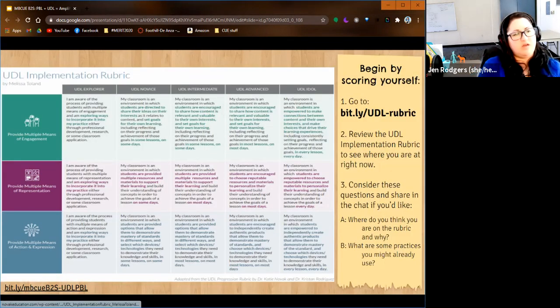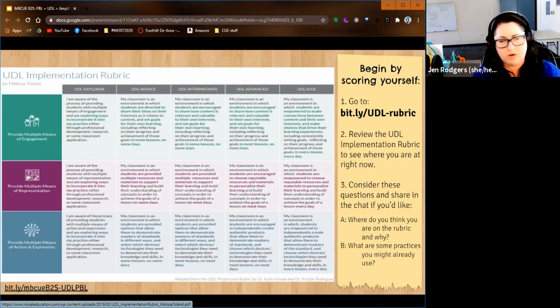So on this slide is a rubric, but I know it's really hard to see this if you're just looking at the slides as I'm presenting them. So if you go to the bit.ly that's on the top of the yellow box there, bit.ly/UDL-rubric, you can go to the actual rubric and zoom in and whatnot. So this is an implementation rubric, and you can see the 3 categories here: provide multiple means of engagement, provide multiple means of representation, and provide multiple means of action and expression. So these are the 3 main categories or things to focus on. And notice that it's all about multiple means. That's really important. We're going to talk a lot about that.